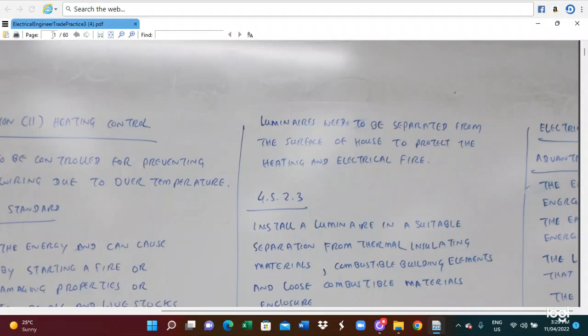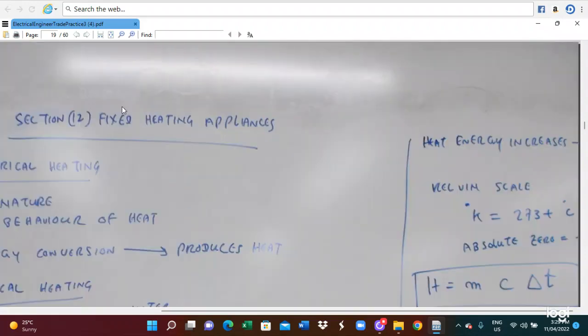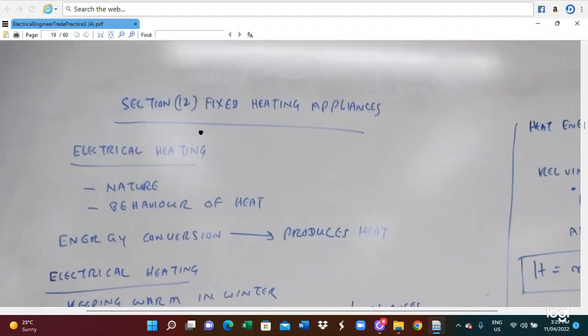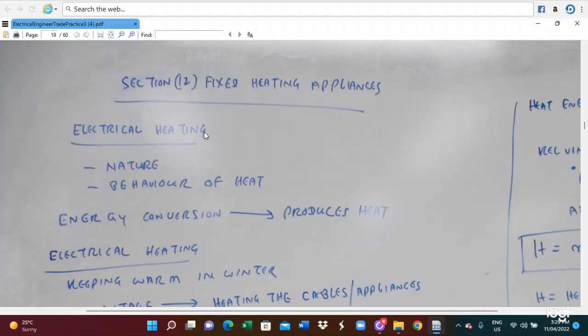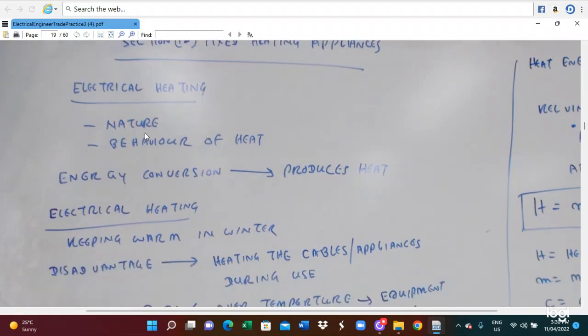So we start from the last week. We already talked about the heating control system. Now we continue with the next one: fixed heating appliances. The electrical heating depends on the nature of the heat and also the behavior of the heat. So energy conversion is producing the heat.